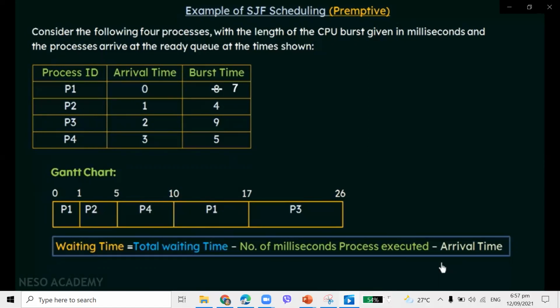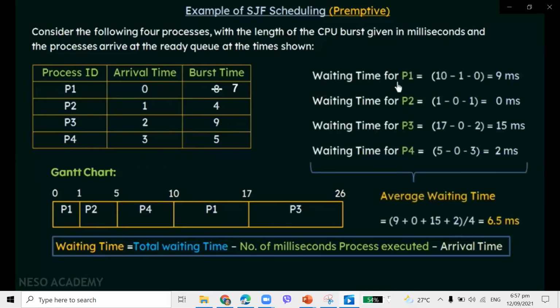And then we have to also subtract from it the arrival time because not all processes arrive at the same time. So from these two values, we have to again subtract the time at which the process had arrived in the ready queue. So that is how we will find the waiting time for processes in case of a preemptive SJF scheduling algorithm. Alright, so applying this formula, let us try to calculate the waiting times for these four processes and also the average waiting time.